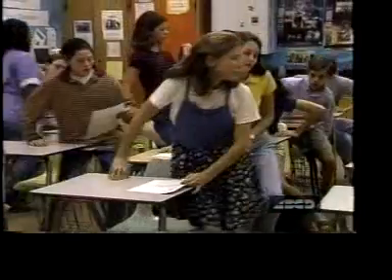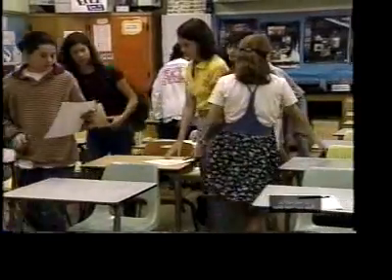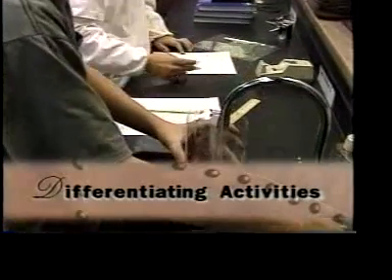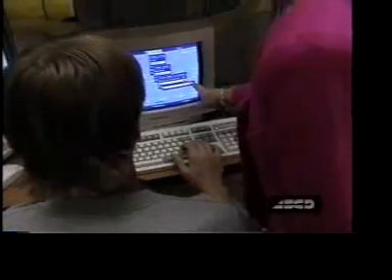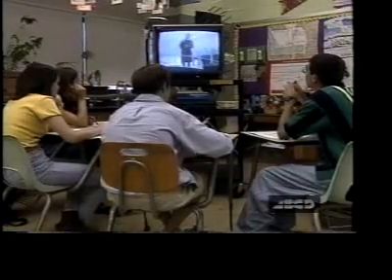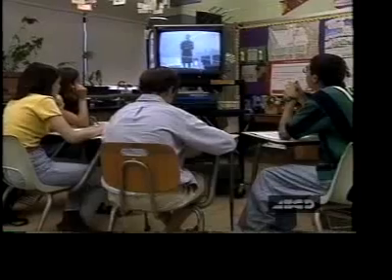Marie DeLuca has designed a laboratory experiment for her 8th grade science class that differentiates the activities or process. All the students are exploring the same concept, that differences in water temperature create currents. What the teacher has differentiated is the way the students explore that concept.